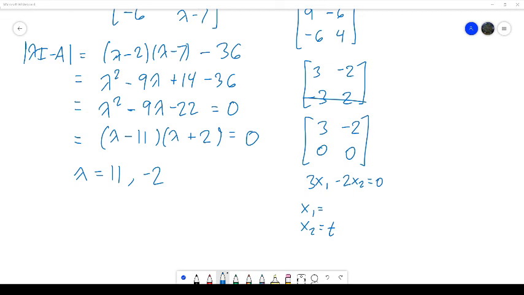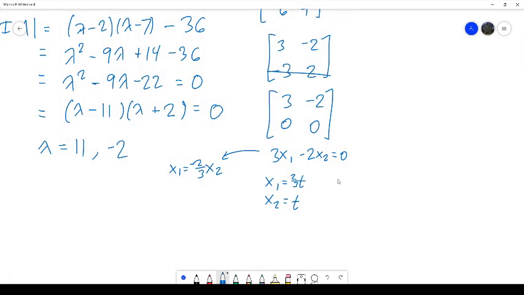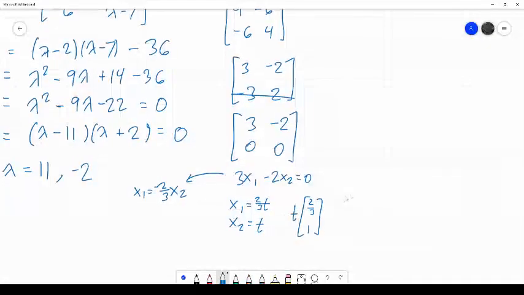Let me double check. Yeah, I did it both ways in the answer sheet, so we can do it either way. So if I let x2 be t, then this gives me x1 equals positive 2/3 x2. So this is 2/3 of x2, which is t. And then we have t times the vector 2/3, 1, which will be a basis for that eigenspace.